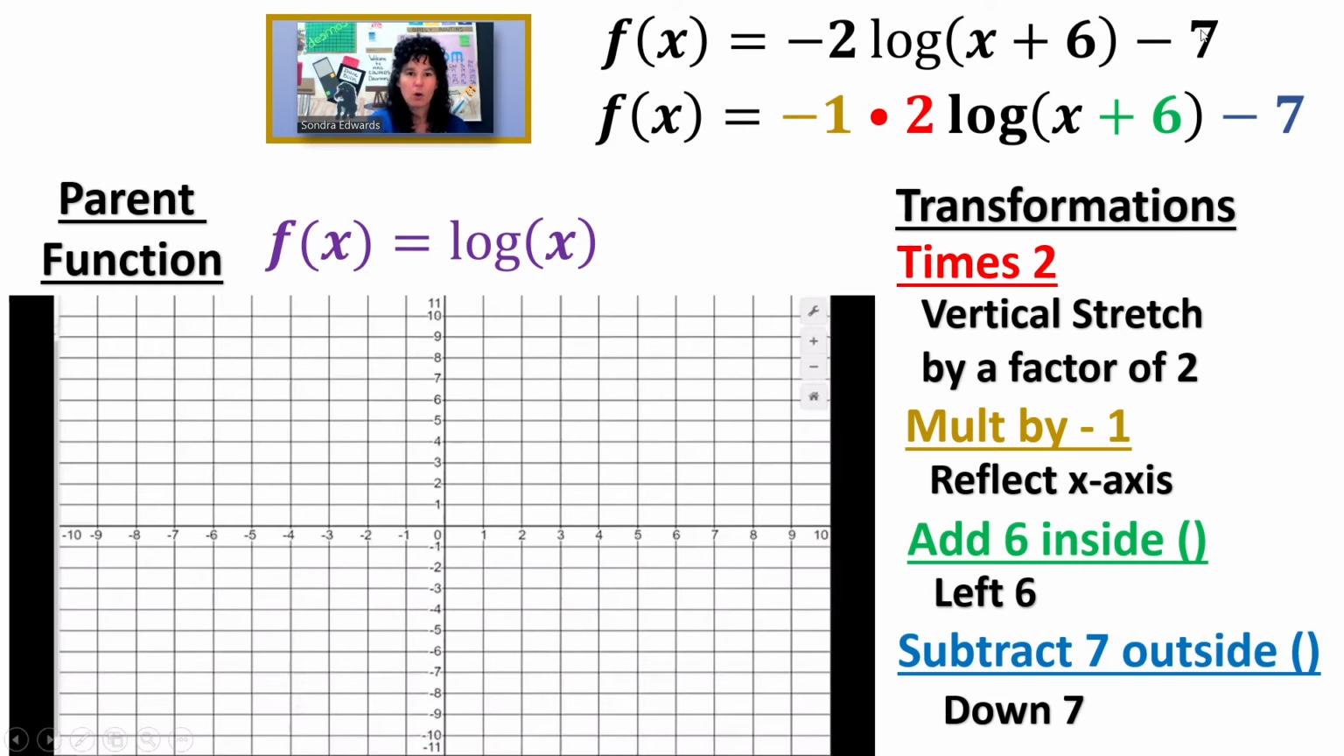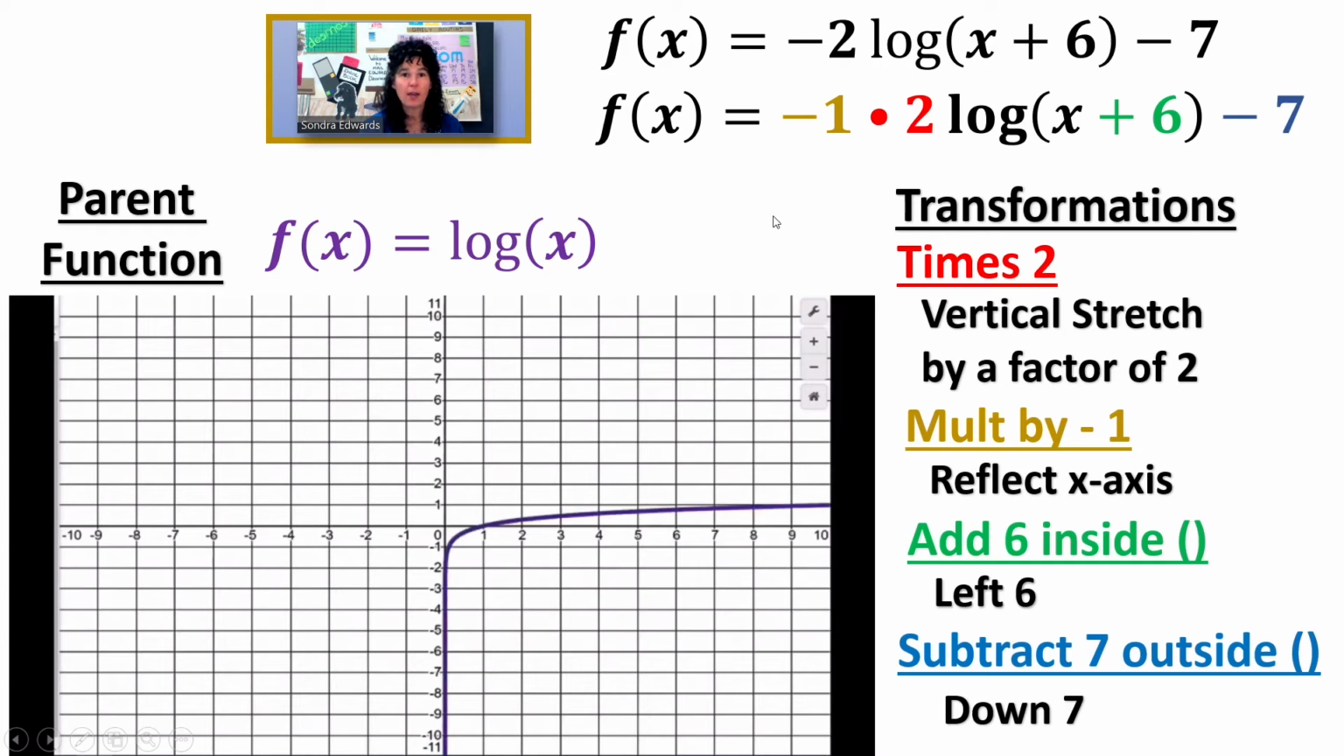Okay, running through that one more time. All right, so we're starting off with our parent function, y equals the log of x, with the y-axis being the asymptote. Okay, then moving to the times 2 is a vertical stretch. So notice we are further off the x-axis. We're twice as high, but it does not change the location of that asymptote.